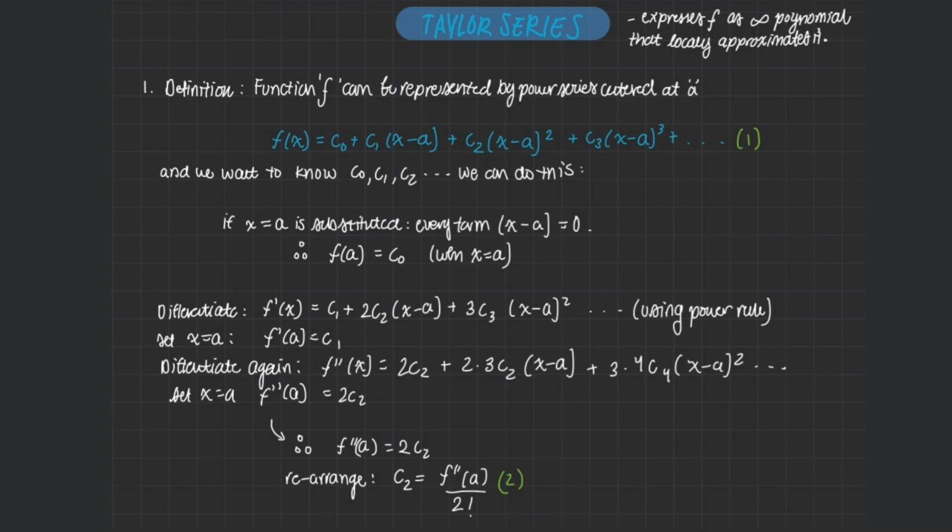repeatedly. As shown here, if we plug in x equals a into the function, we can determine what c0 is when x is equal to a. We can differentiate again, find f prime of x, and then find out what c2 is, and so on and so forth, if we want to find out what those coefficients are. However, this is incredibly tedious, and we would not want to do this over time.